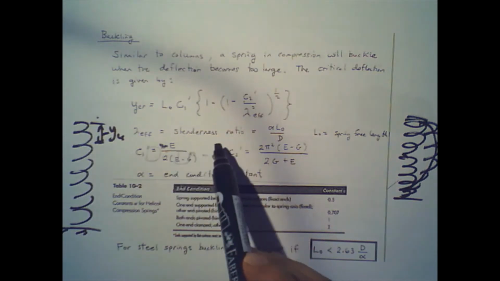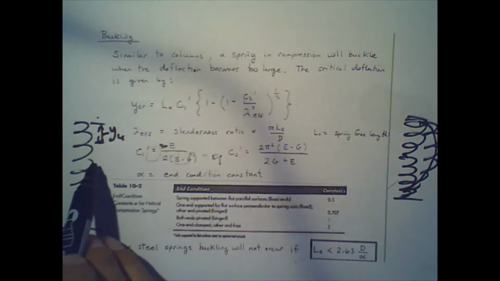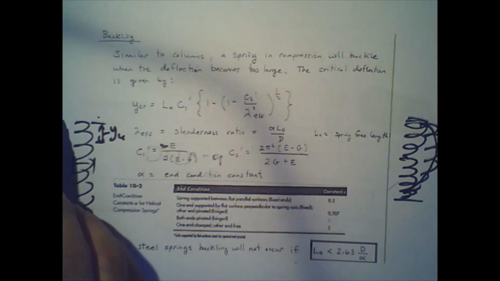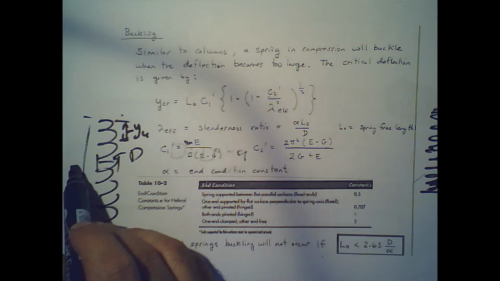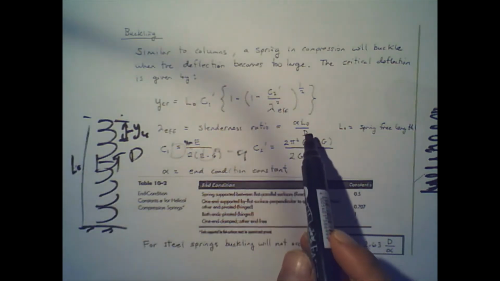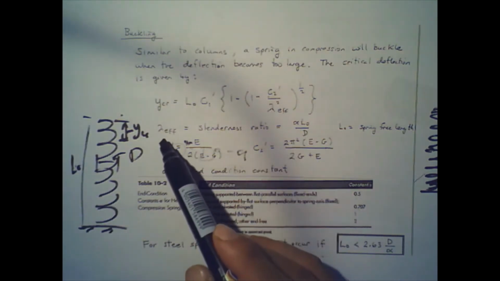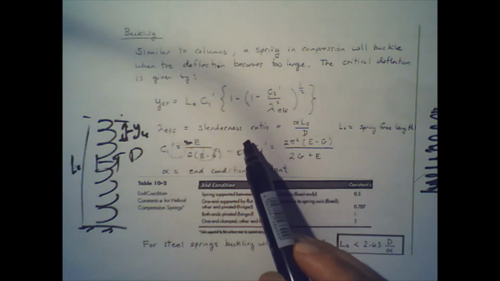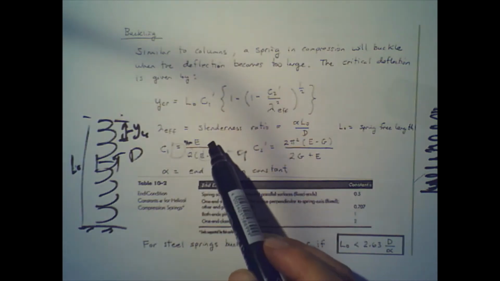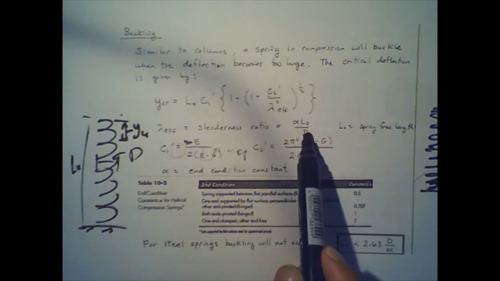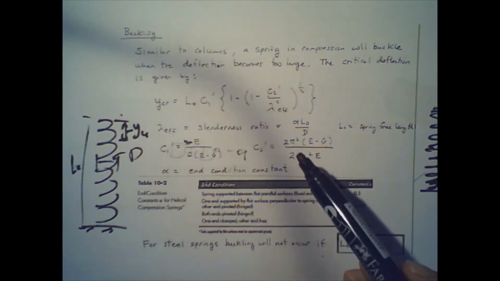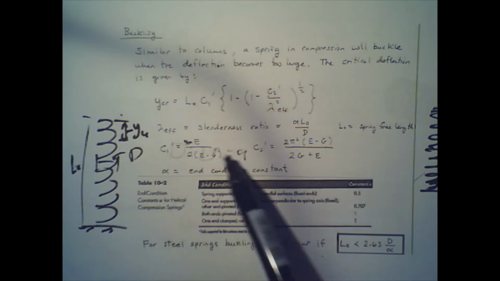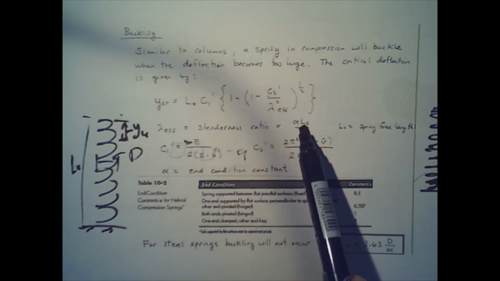Lambda is the slenderness ratio, which is essentially the ratio L0 over D. The larger this value, the more likely the spring will buckle. So you want D to increase and L0 to decrease. Increasing the diameter and reducing the length will obviously reduce the likelihood of the spring buckling. So we have C1 prime and C2 prime, and the slenderness ratio is given directly here.